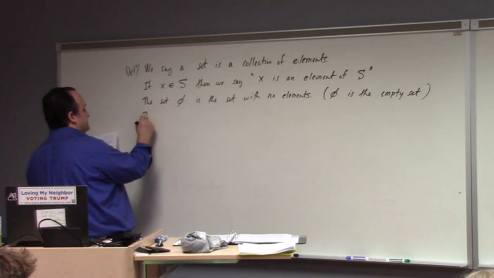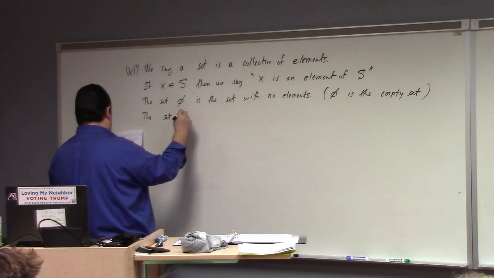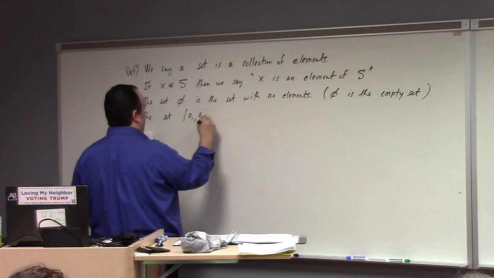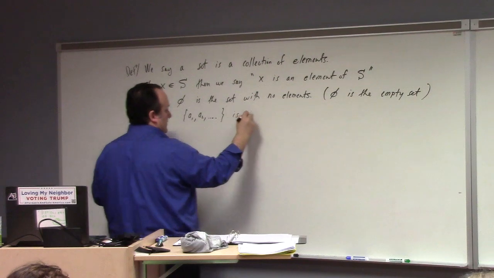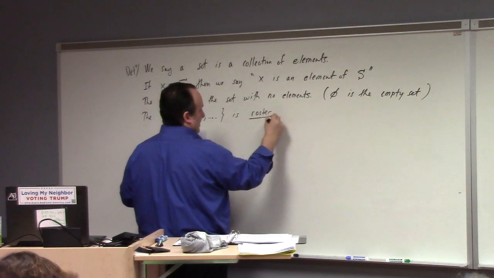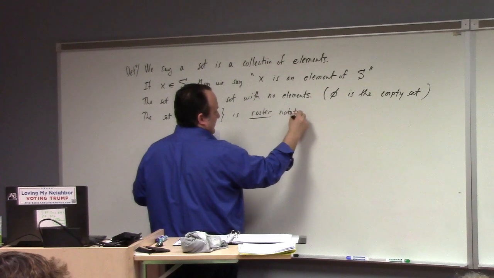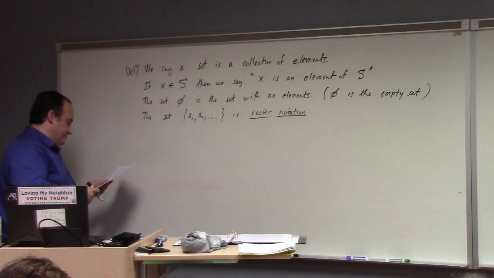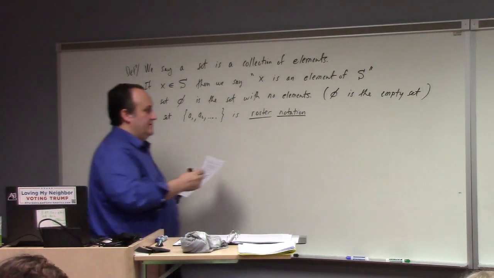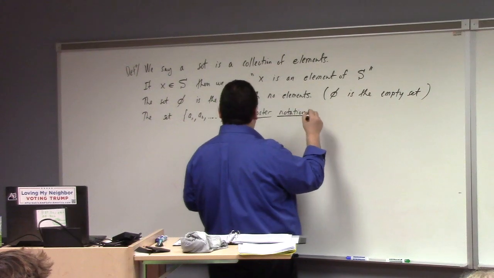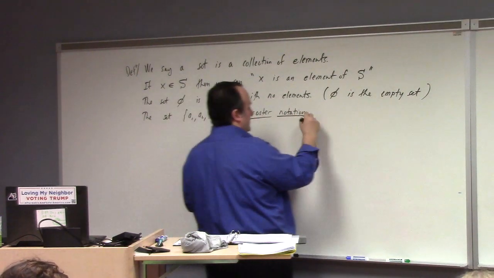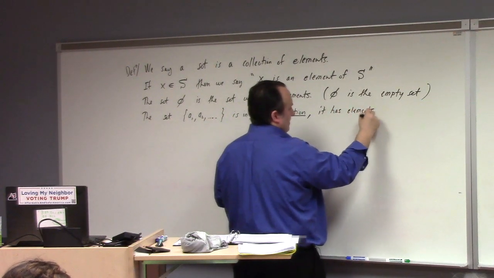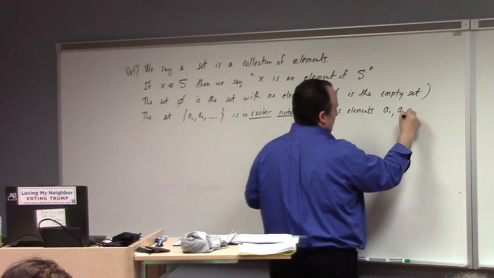All right. What else can I tell you? The set {A1, A2, ...} is roster notation. Like a sports team, right? Where you list the people in the roster. So in roster notation, it has elements A1, A2, and so forth.